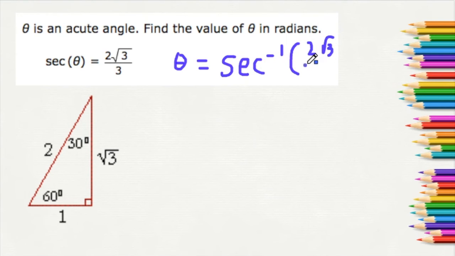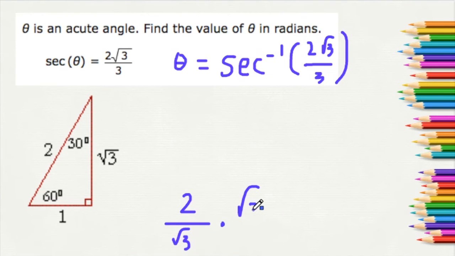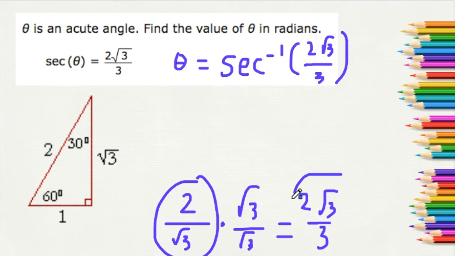Now, if we remember, what is 2 root 3 over 3? It is the same thing as 2 divided by root 3. Because when we rationalize the denominator, multiplying the top and the bottom by root 3, the bottom will become 3 and the numerator will be 2 root 3's. So they are the same thing.